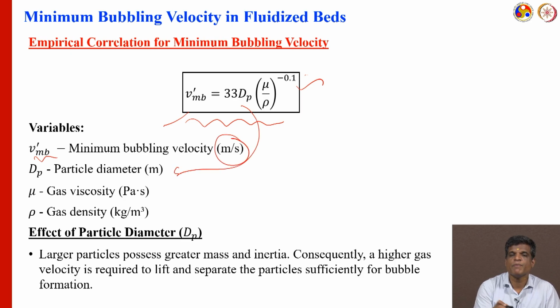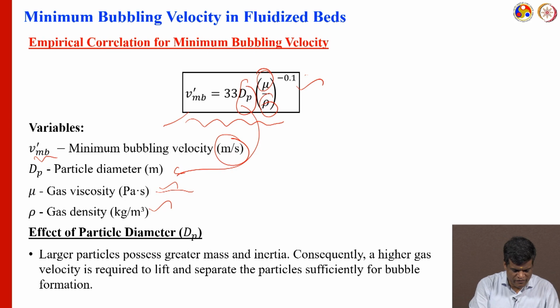dP is the particle diameter, then the gas viscosity in Pascal seconds, and the gas density in kg per meter cube. Now we have to discuss the effects one by one. What will happen to the minimum fluidization velocity with the particle diameter, what will happen with viscosity, and what will happen with gas density.